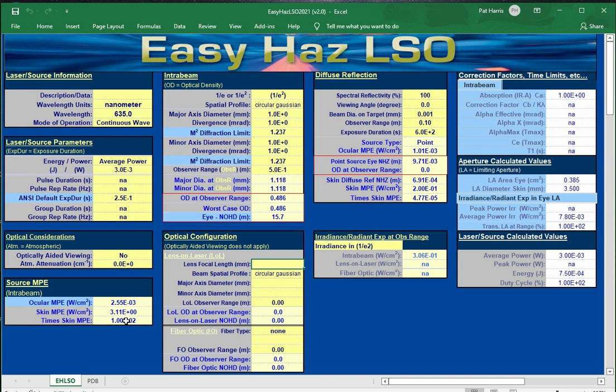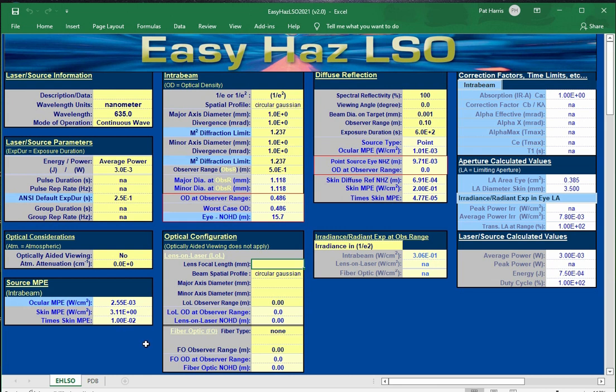So if this ratio is 1 or below, you do not have a skin hazard. If it's above 1, you have some type of skin issue. Okay, and we can see from this that it is 0.01, so there's no skin hazard at all from this laser. All right. Okay, so we've taken care of most everything we just kind of wanted to hit on quickly.